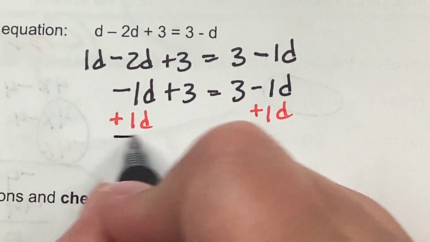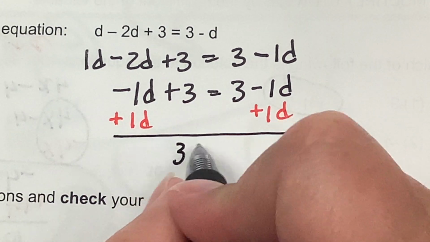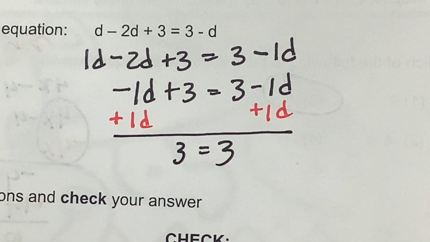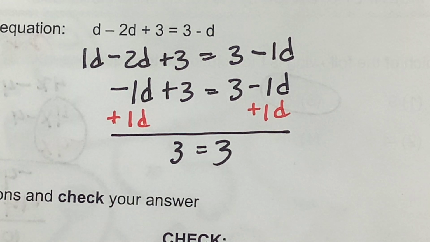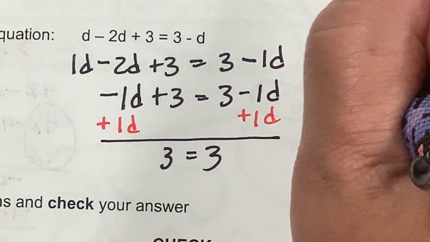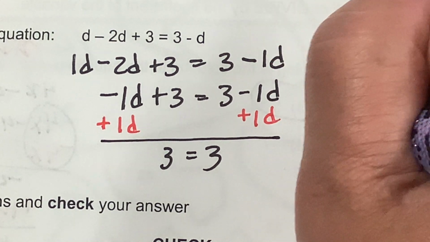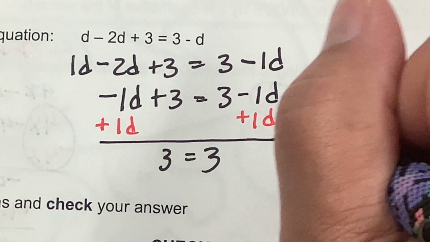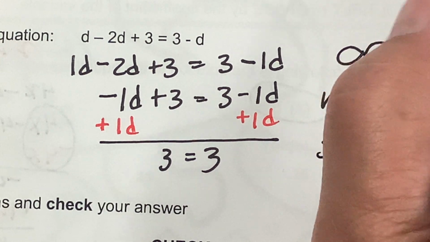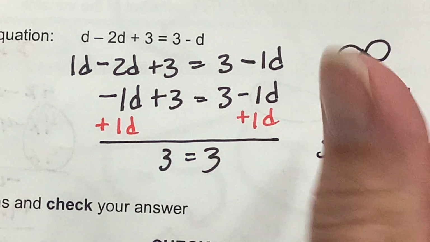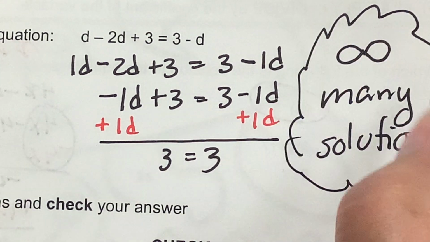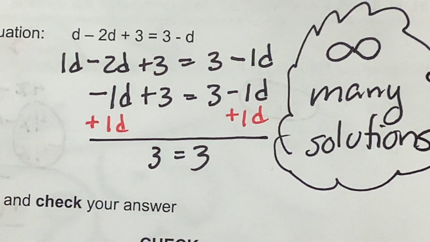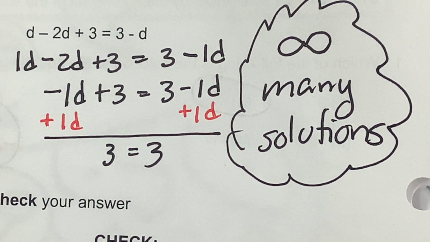And now I get 3 equals 3. Oh, I know what this is. When it's exactly the same on both sides, it's infinitely many solutions. So there isn't just one solution to this. When they come to be equal, it's infinitely many solutions. And I could put any number in there and I would still get the right answer. So la-di-da-di-da-di-do, that is done.